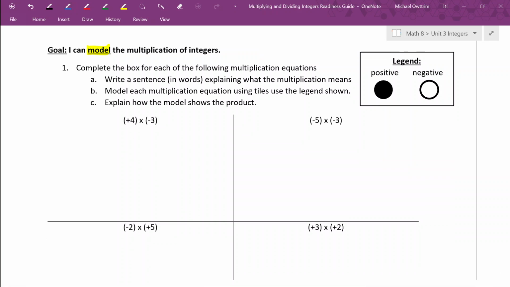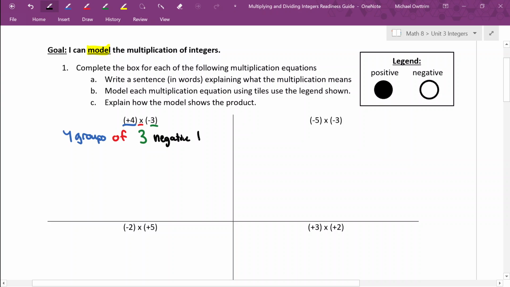So we know that the first number in our integer multiplication is going to tell us the number of groups. So we're going to say that this is 4 groups. Our multiply sign means of, and our second integer tells us how many and what type of tile. So we're going to say there are 3, and they are negative tiles. So as far as drawing that goes, we're going to draw our 4 groups.